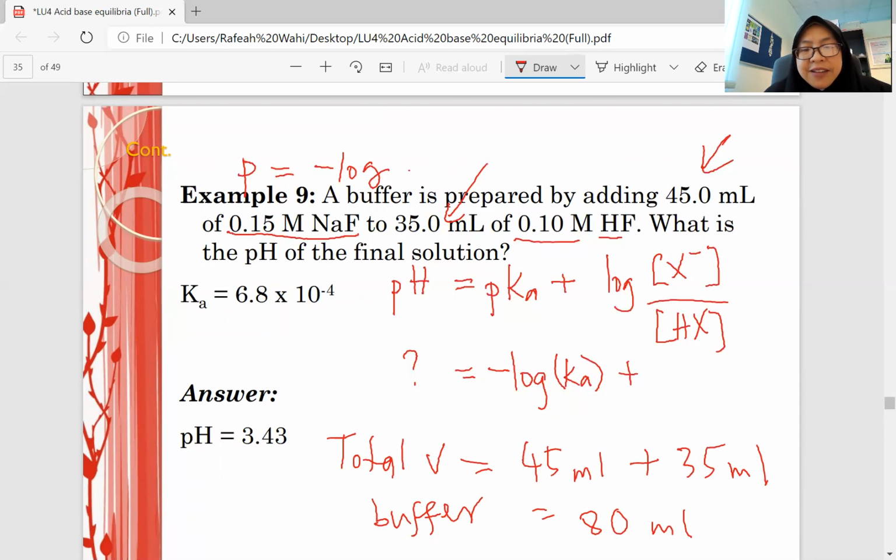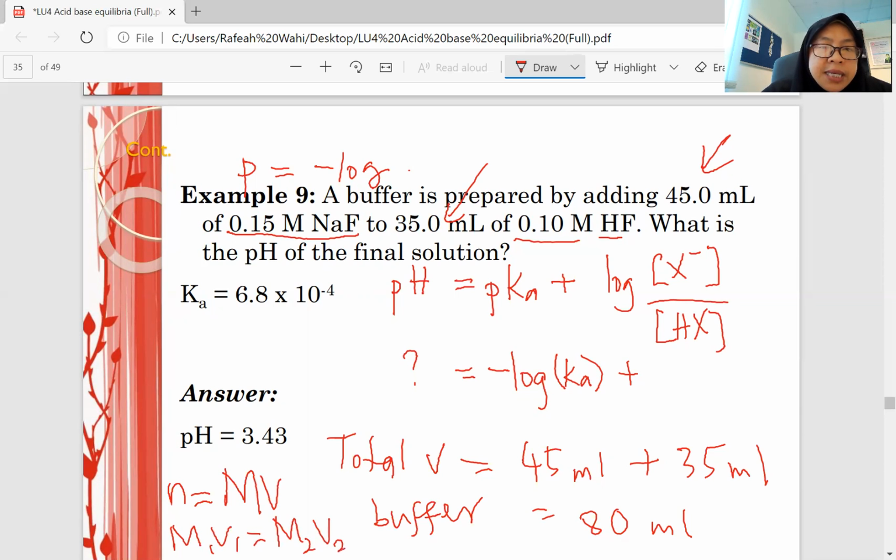What happens if the buffer solution has more volume compared to the original solution that you use to prepare the buffer? It means that the original concentration of the species that you use to make the buffer solution will decrease. Okay, why? You go back to the expression for a number of moles, which is n equal to MV. Okay, so MV, M1V1 equal to M2V2.